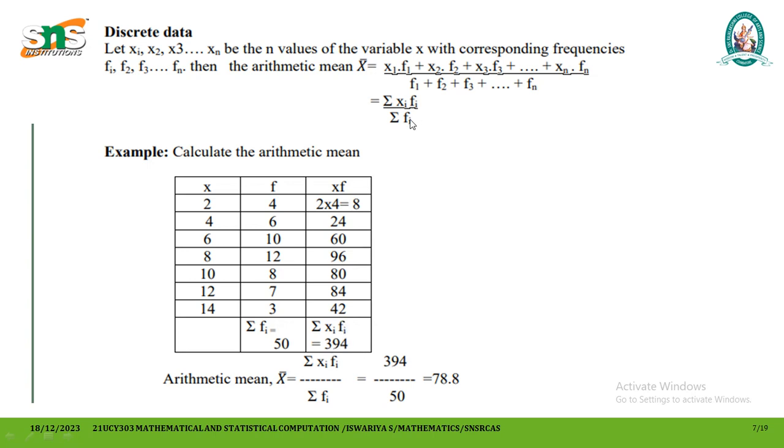Then for the denominator we have to calculate summation f. For summation f I add all the values of f. After that we substitute both values in the formula, that is x bar is equal to summation fx by summation f. I substitute the values 394 and 50. By dividing these values I get 78.8 as the mean.